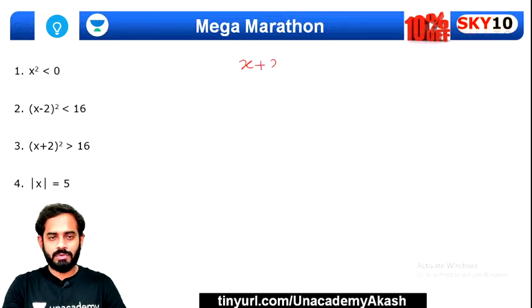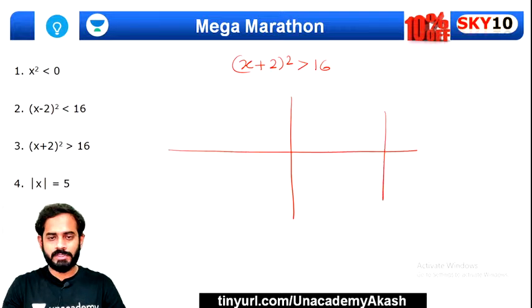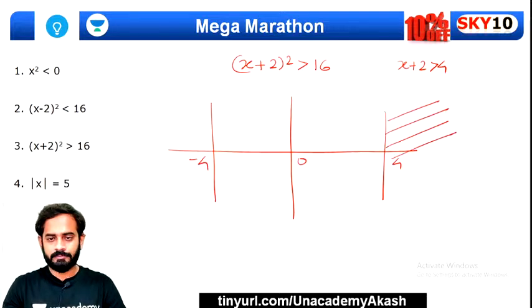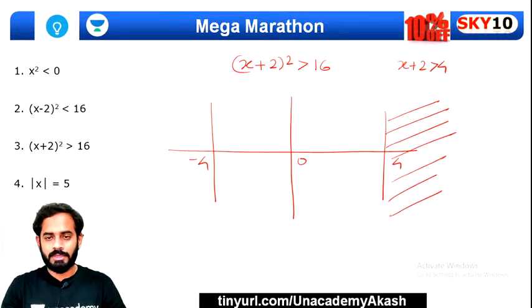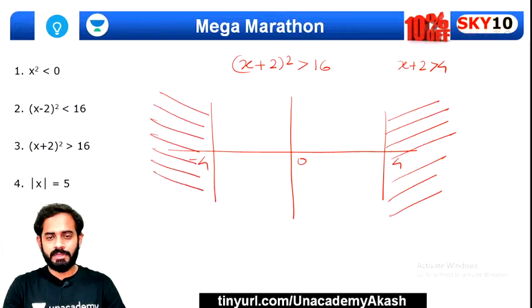x plus 2 whole square is greater than 16. Fine. Now one obvious solution is x plus 2 is greater than 4. That is, this is 4, this is 0, this is minus 4. So you got this area, which is greater than 4. Now we have to take the mirror image of this about the y-axis. So you'll get this area. So you got two areas over here.